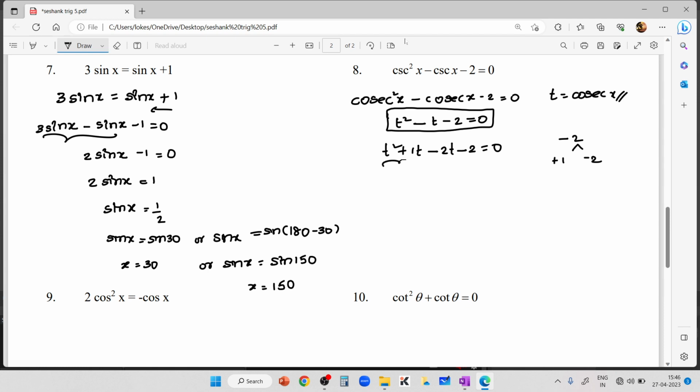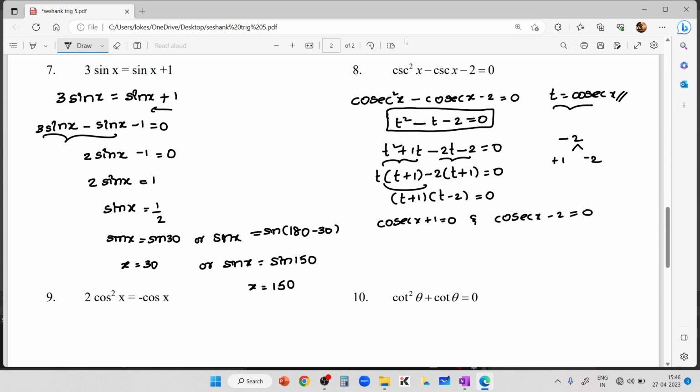So then in first two terms I'll take t as common, that will become t into t plus 1. In second two terms I can take minus 2 as common, and that will give us t plus 1. So if we take t plus 1 as common here, t plus 1 into, and one more factor is t minus 2. So t plus 1 into t minus 2 is equal to 0. That means if we back substitute t as cosecant x, that means cosecant x plus 1 is equal to 0, and cosecant x minus 2 is equal to 0. That means cosecant x is equal to minus 1, and sin x is reciprocal of minus 1.